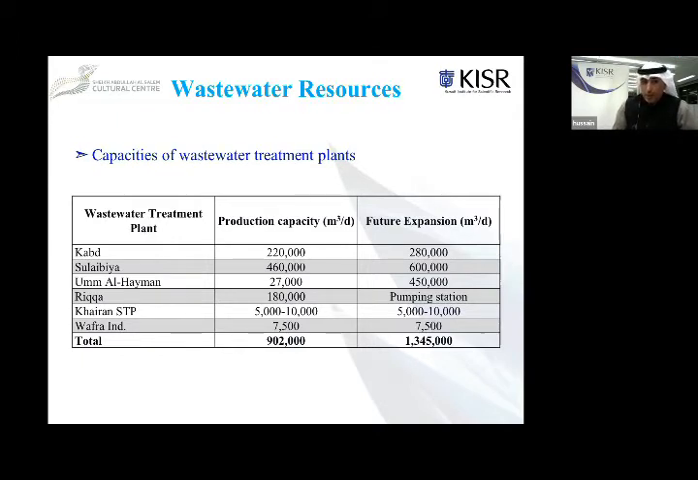Khairan sludge treatment plant is treating 5 to 10,000 cubic meters per day, and we don't have any plan for expansion, I think. The same goes for Al Wafa industrial plants.